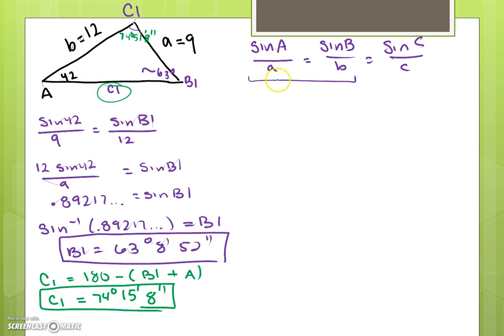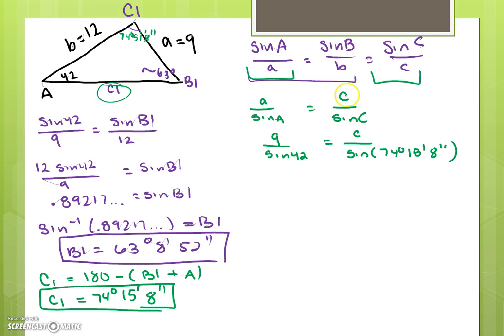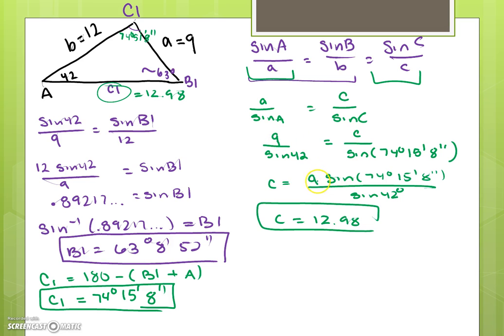Now I can find my remaining side C1, and I'm going to go ahead and set up the trig ratio with A and C to solve for my side C. For this one, since I wanted to find a side, I flipped the ratio so the sides were on top. I chose to compare A and C because C is what I wanted to find, and A just had a nicer number, 42 versus 63 degrees, 8 minutes and 52 seconds. So A was easier to work with than B. So I set up my trig ratio. I'm just going to multiply sine of 74 degrees and some stuff to the other side to find my C. So after it's multiplied to the other side, I end up with this, plug it into the calculator, and I get 12.98. So that is solving triangle 1.